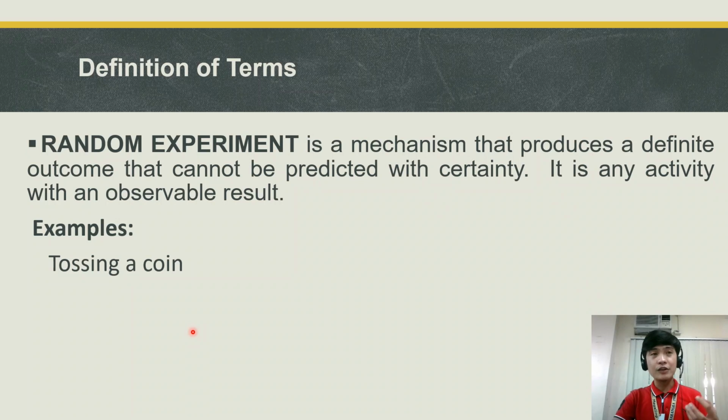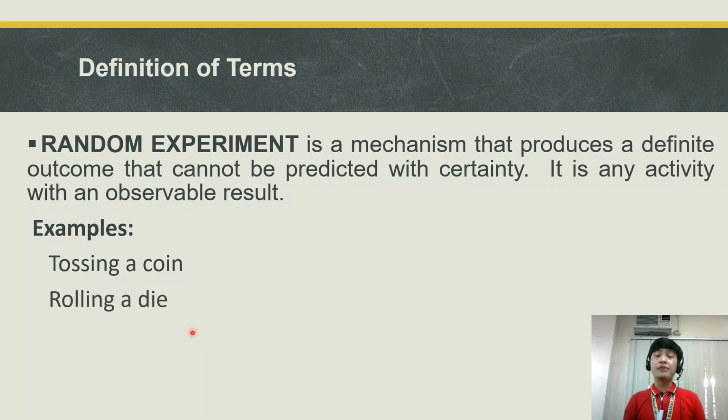However, wala tayong certain level of assurance na okay, heads ang lalabas dyan. Okay, tail ang lalabas dyan. Walang ganun. Alam lang natin na heads or tail ang lalabas dyan. Period. Okay? And this is an activity that can be done repeatedly. So, pwede natin ulit-ulitin ang pagtotoss ng coin until such time we got our desired outcome. So, we obtain our desired outcome.